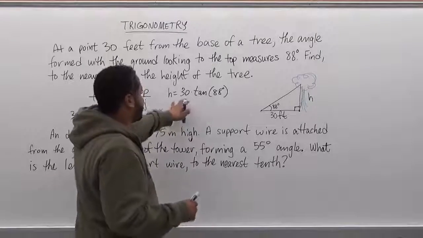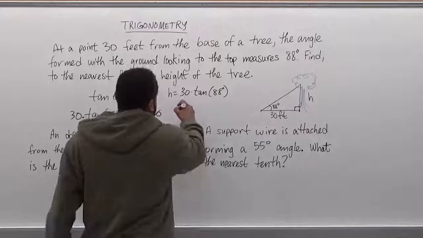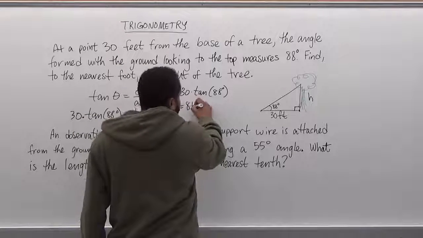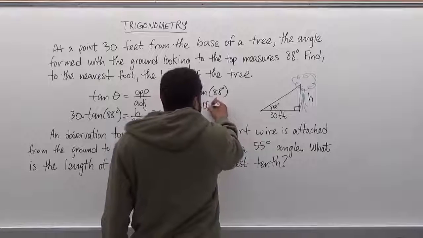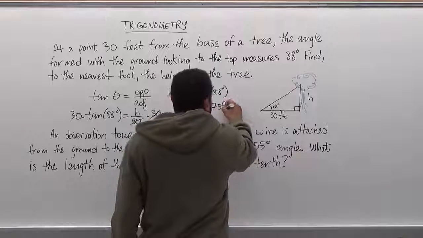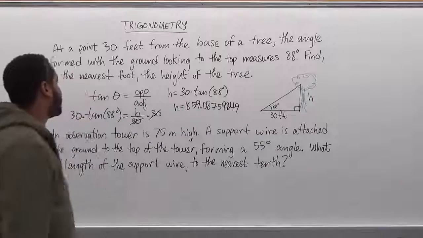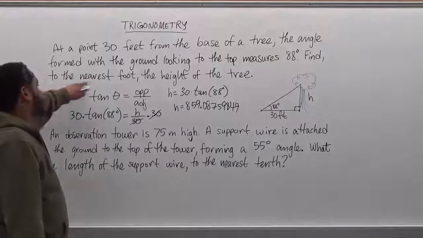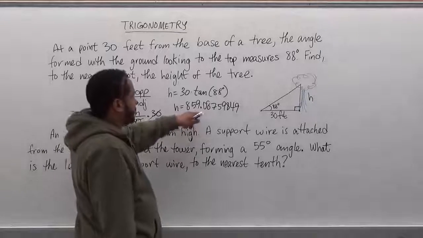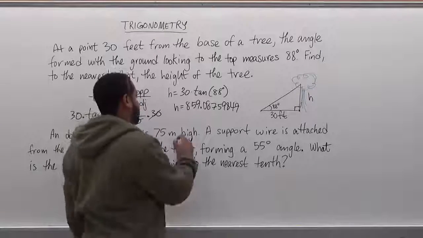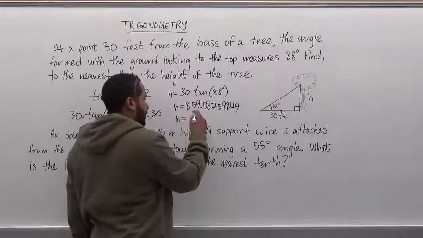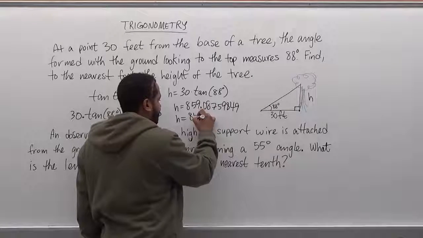Once we do this, we do 30 times the tangent of 88. We're going to get H is equivalent to 859.08759849. And this number we have to round, because the solution says round this to the nearest foot. And the nearest foot indicates that it needs to be the nearest whole number. So we're going to say H, or the height of the tree, is 859 feet.